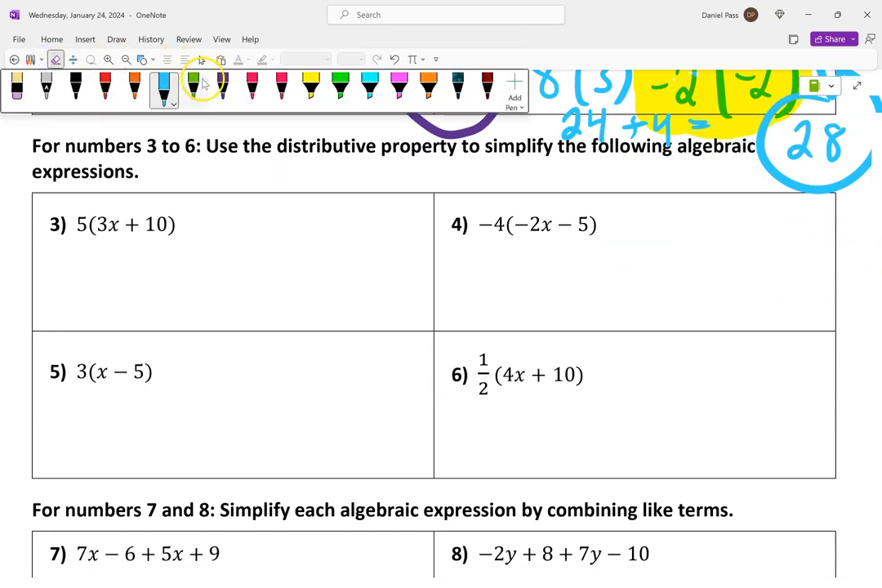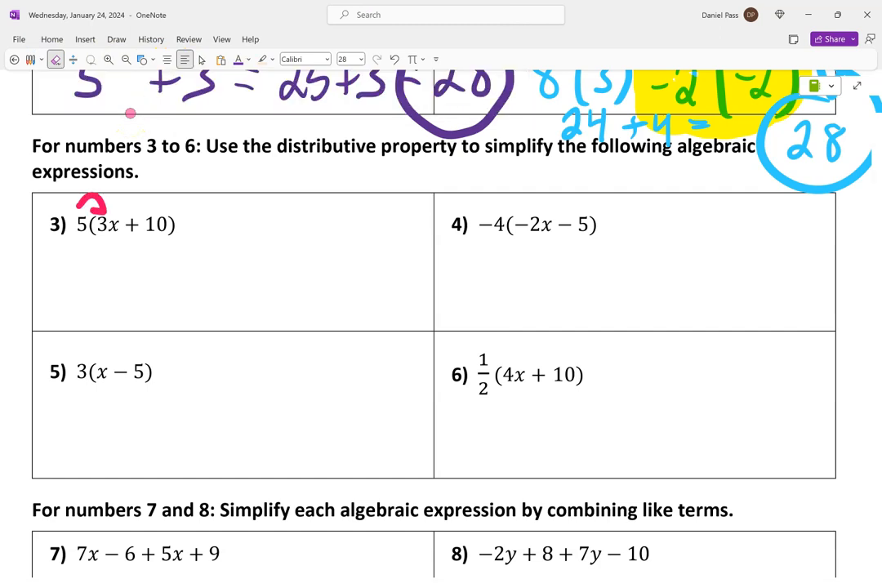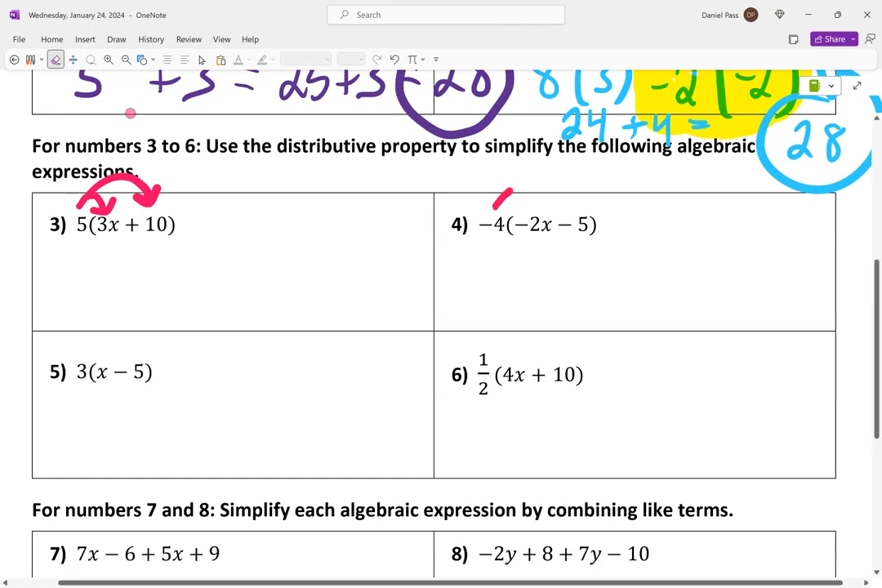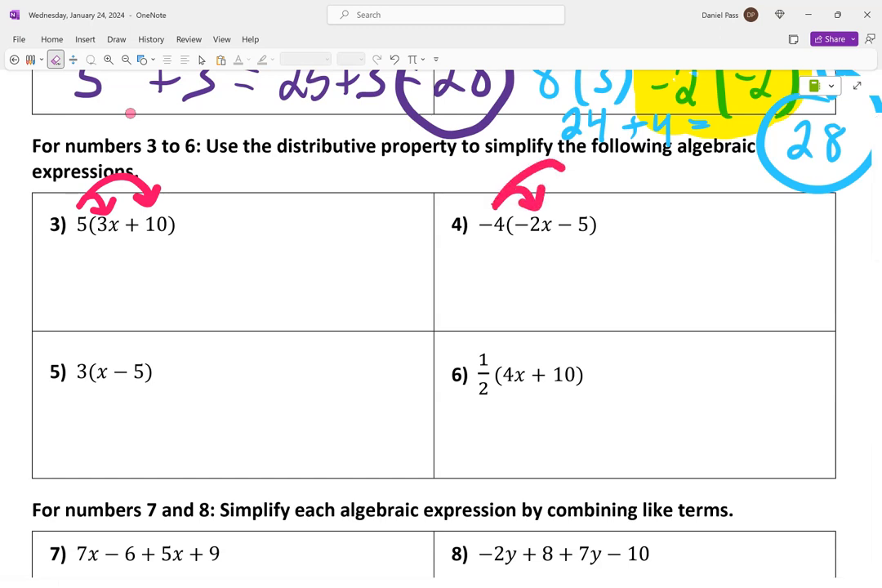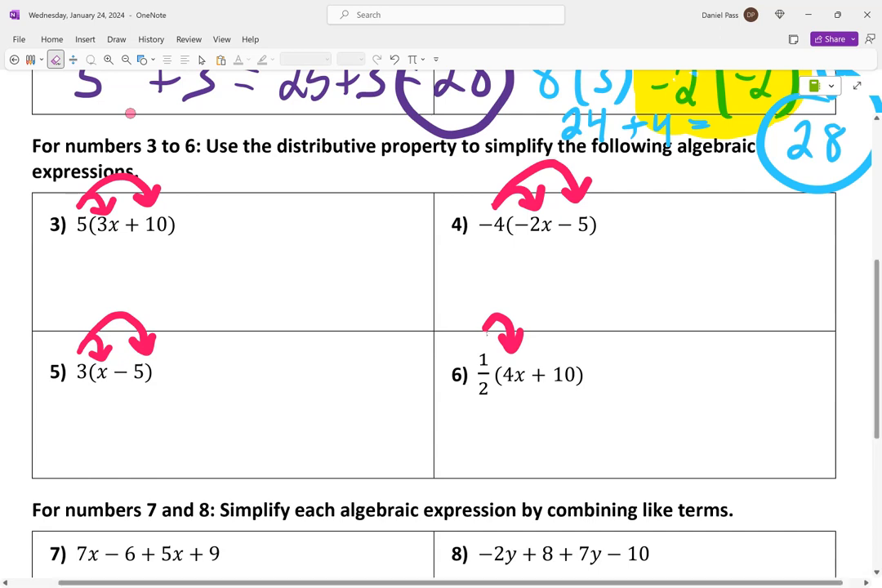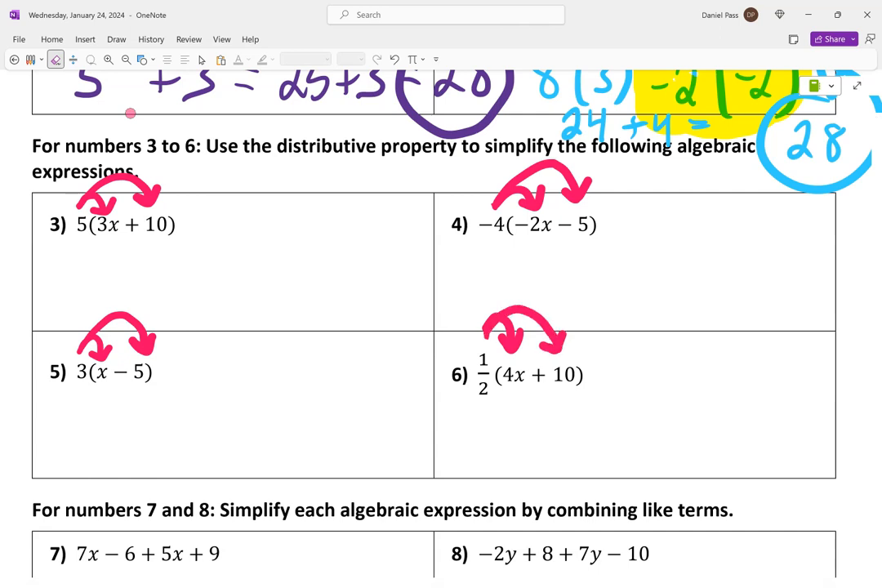Now here, I want you to show your arrows, please. So you can go in before you start and put all your arrows in. When I'm checking this tomorrow, I'm going to check if you have arrows. Arrows are important because they make sure you're going to multiply.